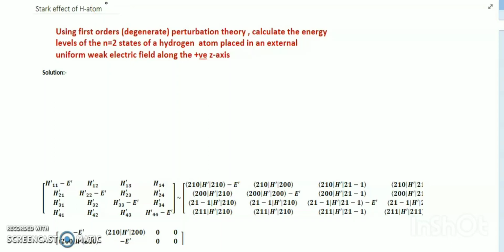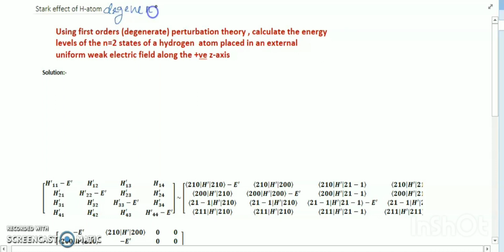Today's discussion is the Stark effect of the hydrogen atom, degenerate case. Using first order degenerate perturbation theory, calculate the energy levels of the n equals 2 states of a hydrogen atom placed in an external uniform weak electric field along the positive z axis.